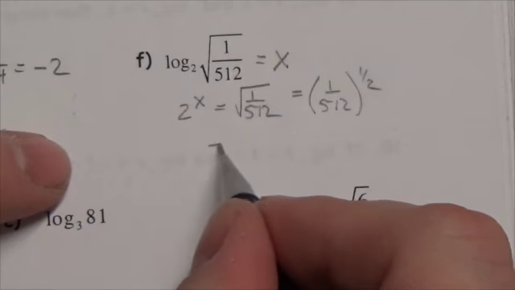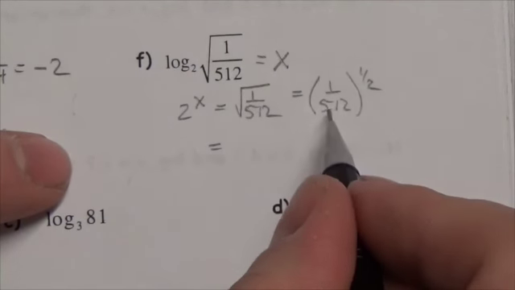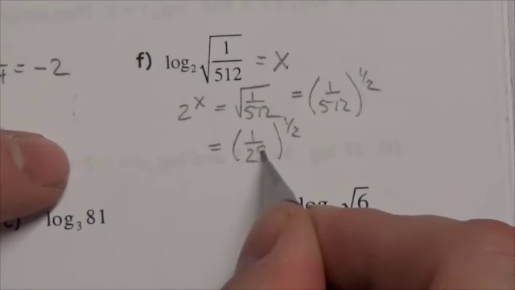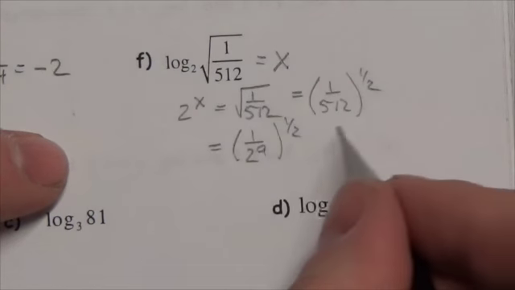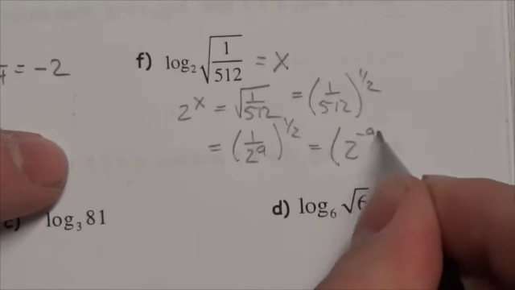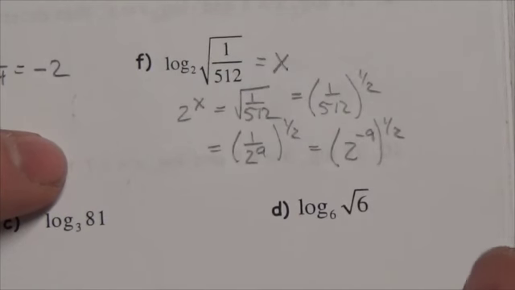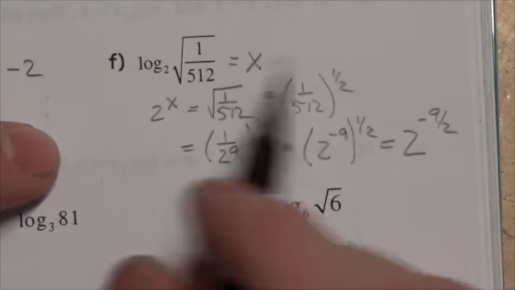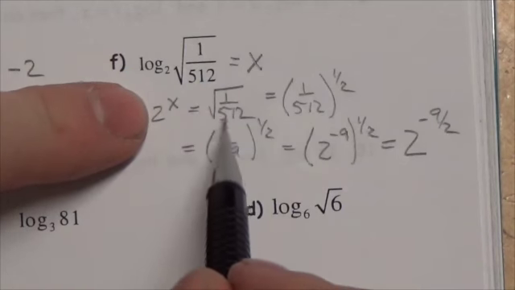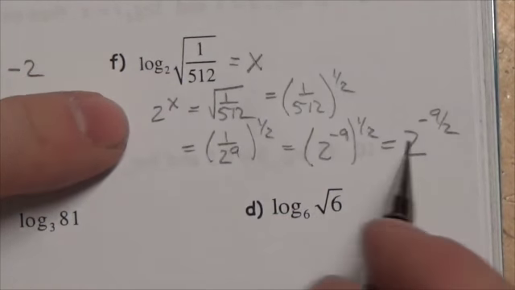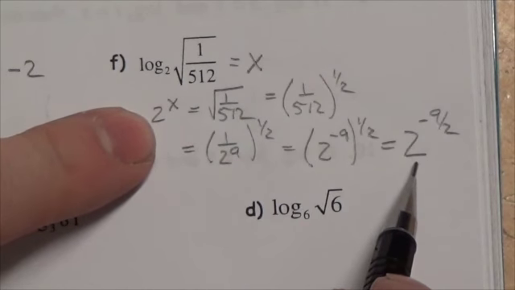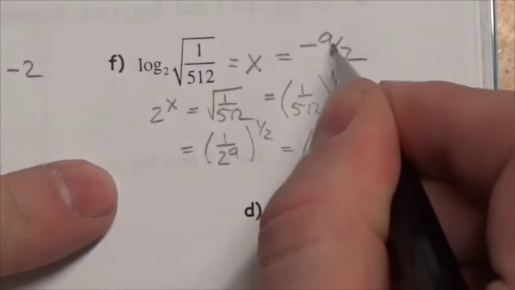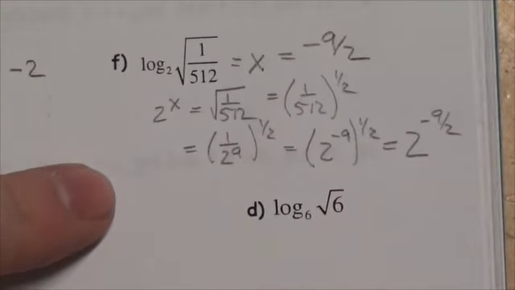Now 512 is a power of 2. You might have to play with this a little bit, but that is going to be 2 to the 9. Now bring that up into the exponent. This becomes 2 to the negative 9, all to the 1/2. And so there it is. This becomes 2 to the negative 9/2. So it took me a little while, but I took that square root of 1 over 512 and converted it to a power of 2. Now, if the bases are the same, the exponents must be the same, which means in this case x must be negative 9/2. There we go. Took a little bit, but we got there.